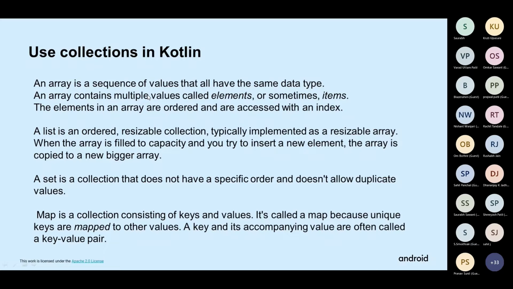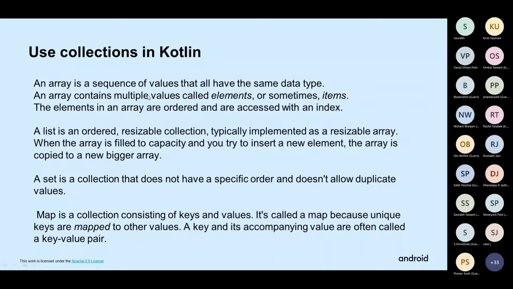We can have values which are repeating, but in a set, we need to have unique values or unique elements in that. But there is no order. Like you do not need to have 1, 2, 3, 4, 5. You can have 1, 5, 4, 3, 2, anything. Just you can't duplicate the values.